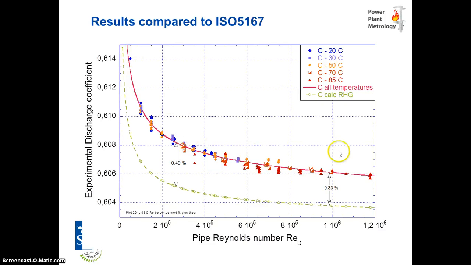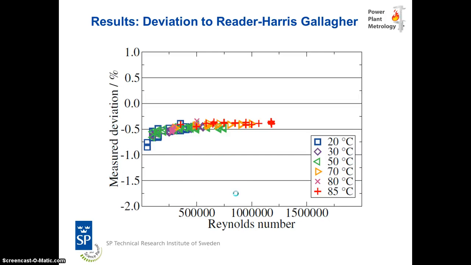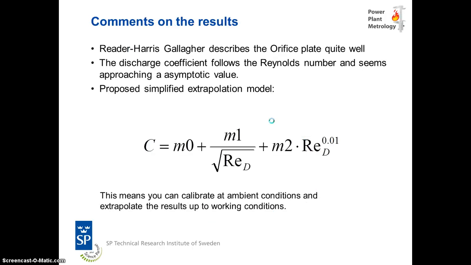And the nice thing is our model really has the same shape as the Reader-Harris-Gallagher equation. If we look at the measurement data and take the deviation between the measurement data and the theoretical Reader-Harris-Gallagher equation, we end up with this plot as a function of Reynolds numbers, and here we have the different temperatures. So we see that for at least 200,000 we are within this limit of 0.5%, and it seems like the deviation approaches a constant offset of maybe minus 0.35%. So that's really cool.